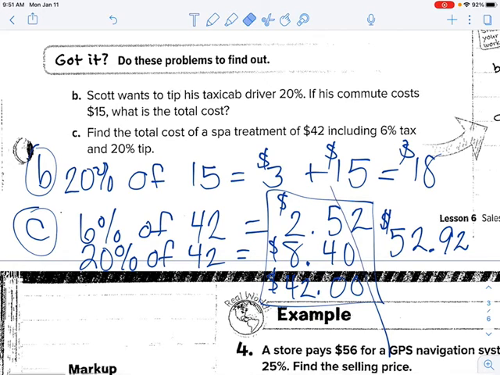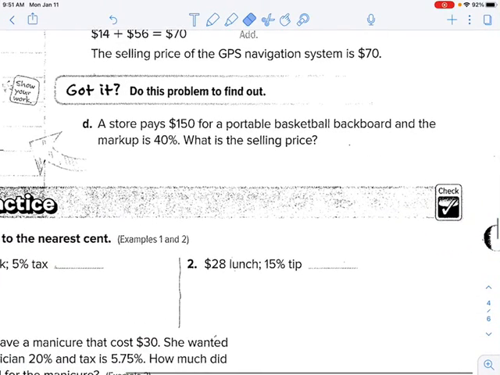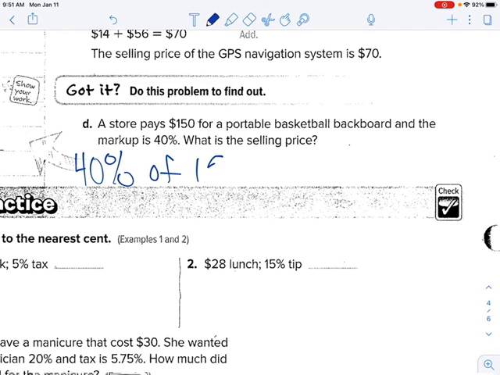Okay, sorry. And the last one, let's look at a markup one. A store pays $150 for a portable basketball backboard, and the markup is 40%. So they're going to sell it to you for 40 more percent. So 40% of 150 is $60. And then if you add that to the 150, that means the store is going to sell it for $210.